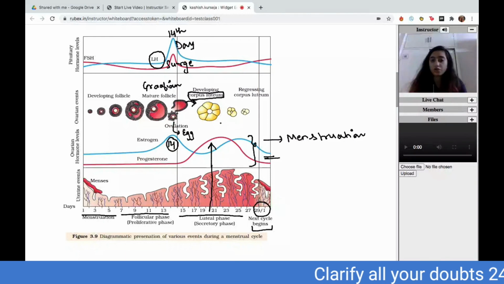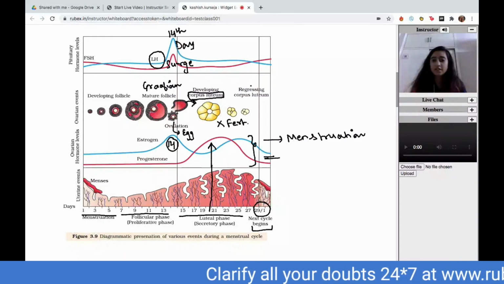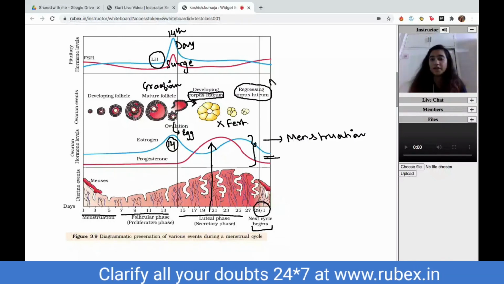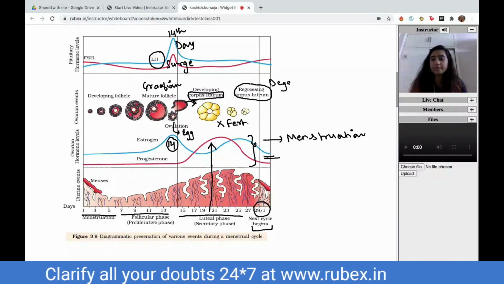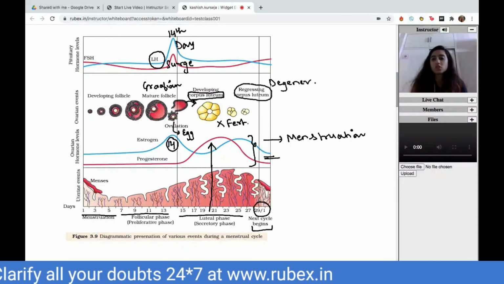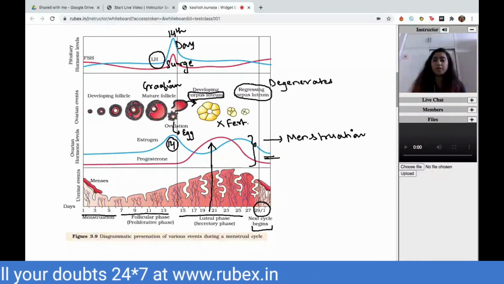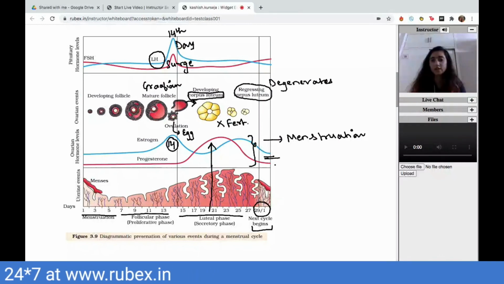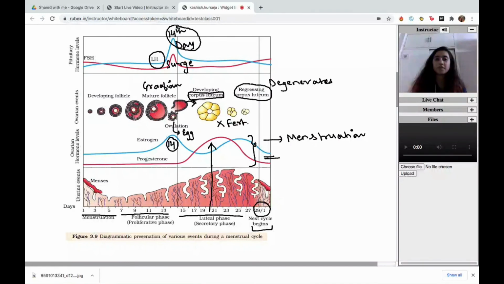Because there was no fertilization here, what happens? The corpus luteum begins to regress, that is, it degenerates. Because it has no role left in the body, it begins to degenerate. Because it degenerates, the hormonal levels fall, as you can see here. LH and FSH levels are pretty constant throughout the cycle, only that there is an LH surge seen on the 14th day. So this is kind of like a graph.